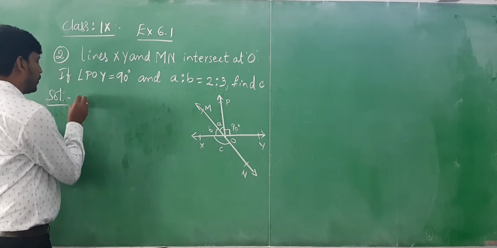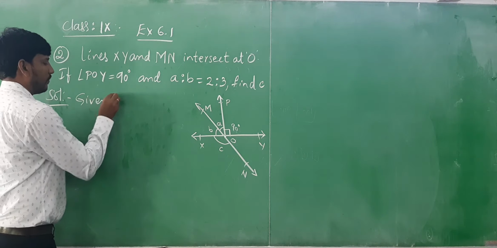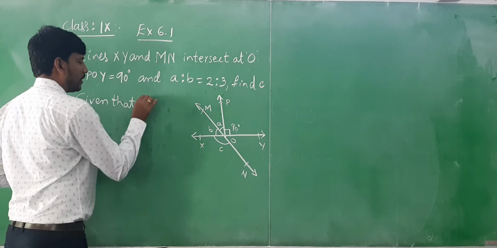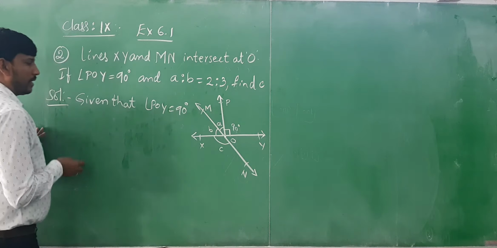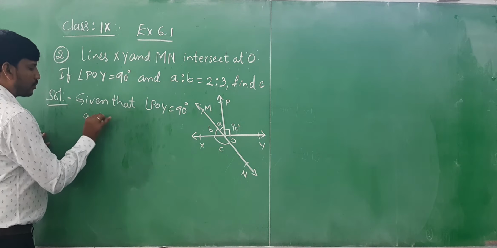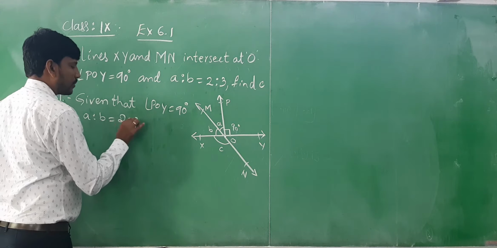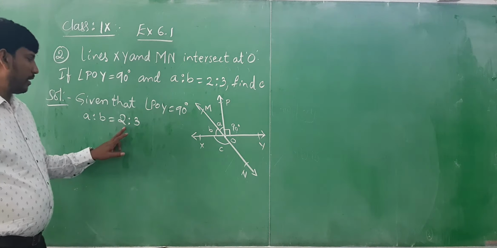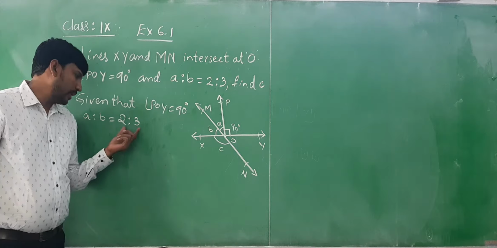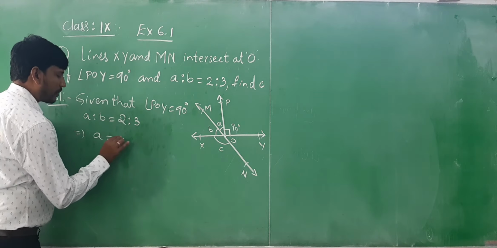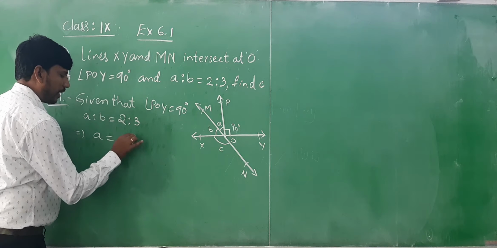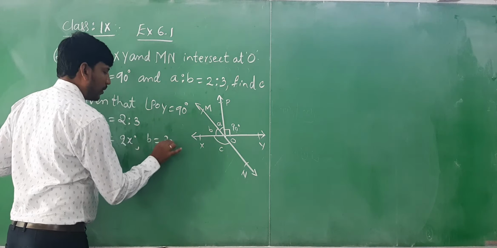Now given that angle POY is equal to 90 degrees as well as angle A is to B is equal to 2 is to 3. So I told you already, whenever you get a ratio, remove the ratio and take one constant value. So angle A is equal to, let us take 2x degrees, and angle B is equal to 3x degrees.